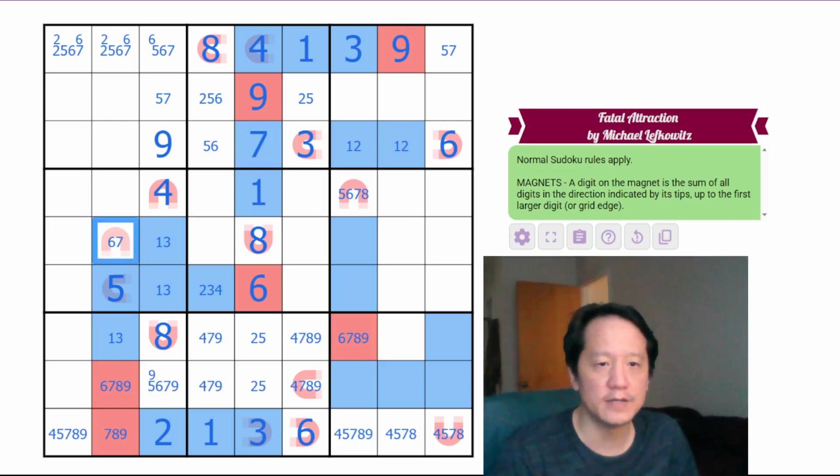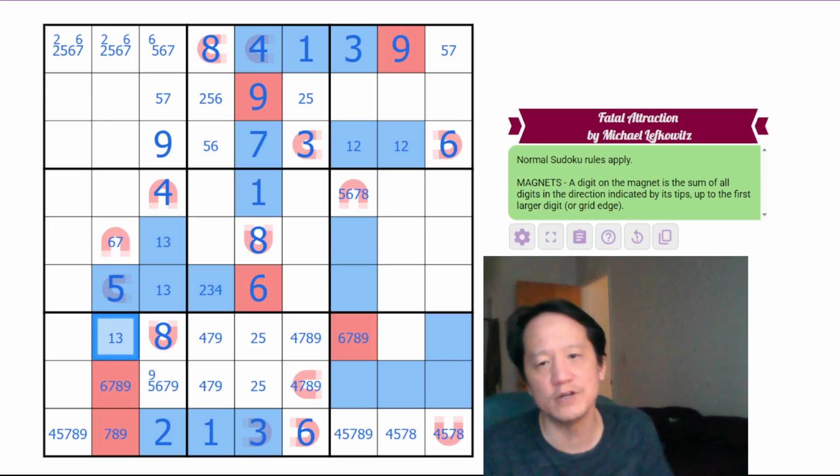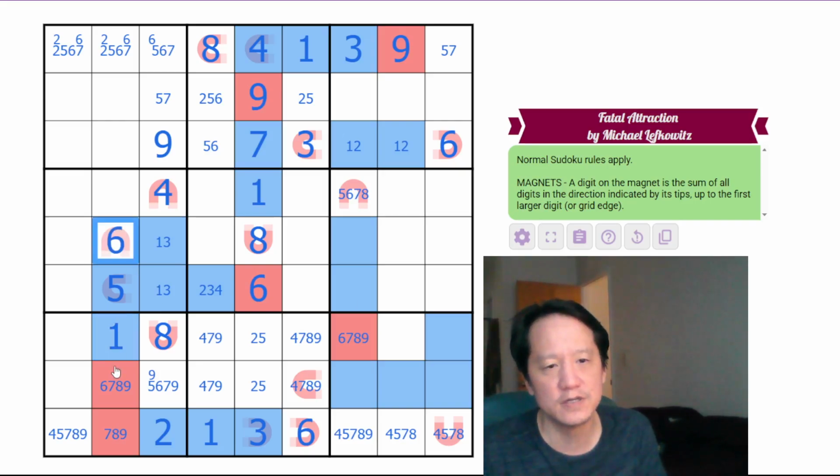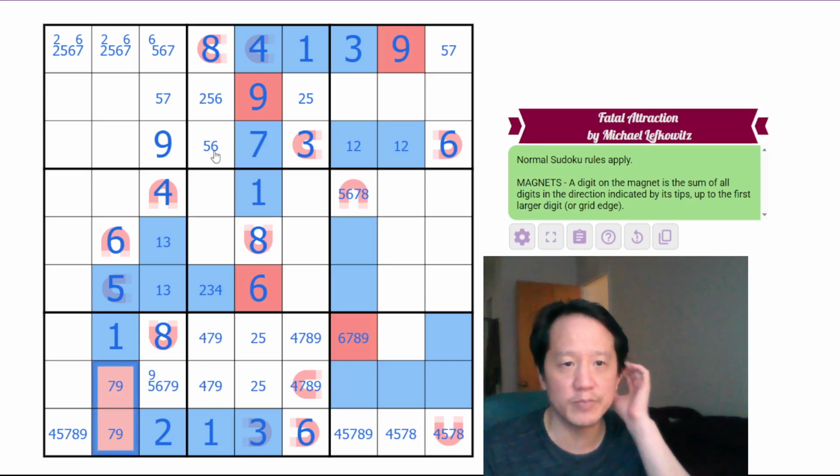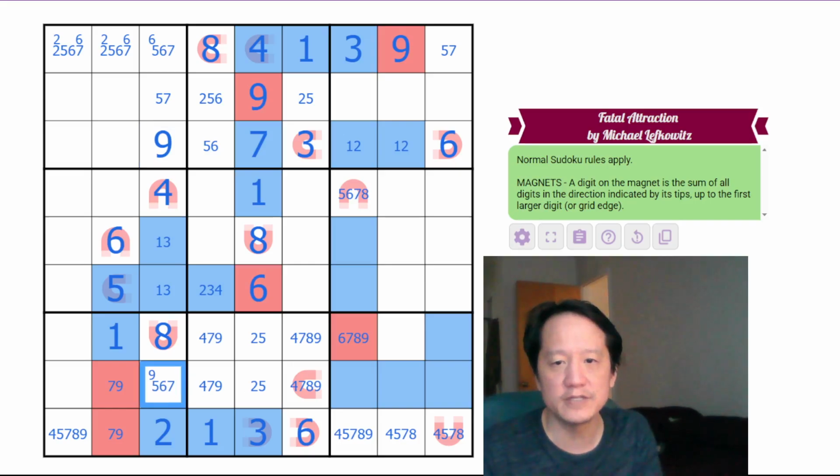Well, to add up to this digit, it can't be 3 and 5. That would add up to 8, so this must be 1 and 5, adding up to 6, which means this is greater than 6. None of these could be 8. We have a 7, 9 pair here. 9 eliminates 9 in the rest of the column. 7, 9 eliminates 7, 9 in the rest of the box and column.